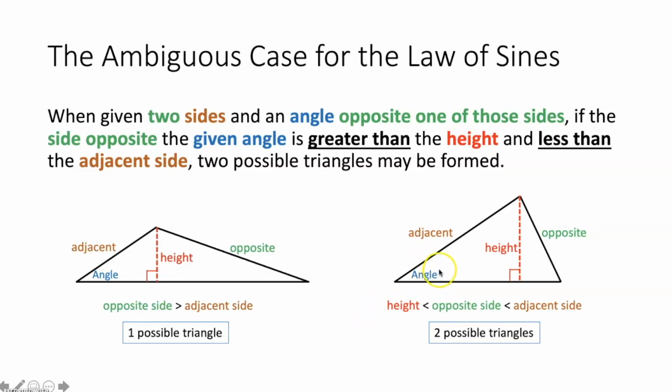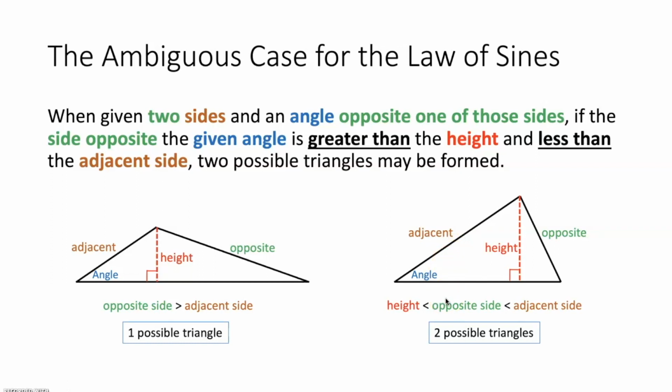But there's a particular set of circumstances, like we said before, where two possible triangles can be formed. And that is when you are given an acute angle measure and the height of your given triangle is less than the side length opposite your given acute angle, which is less than the side length adjacent to your given angle. When that happens, two possible triangles can be formed.